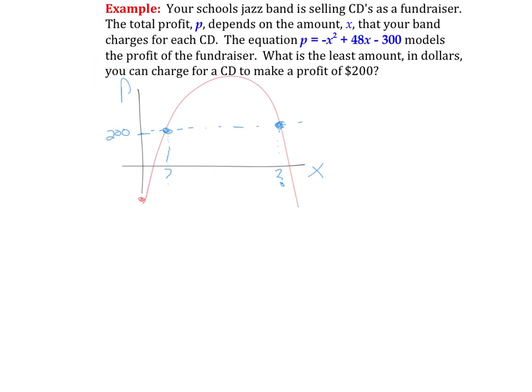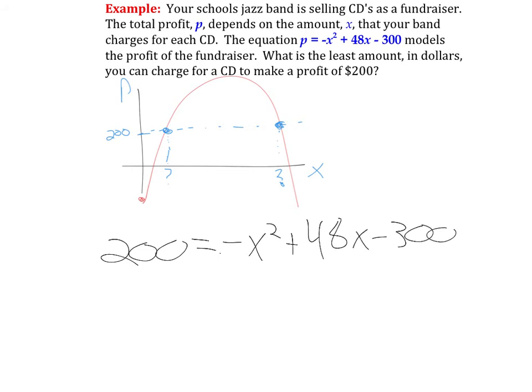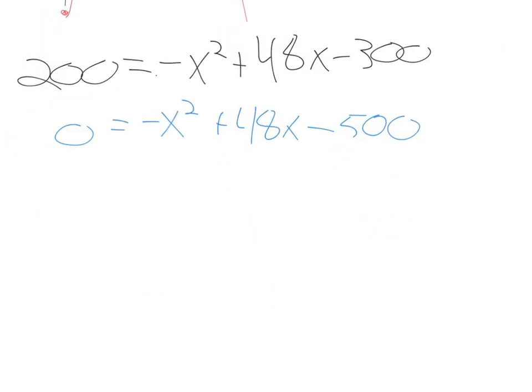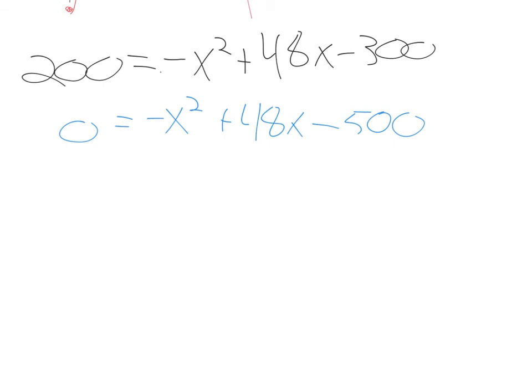First and foremost, we want the profit of 200, so they give us a p-value to use. So that allows me to set up my equation, set equal to 200. Now we know that the quadratic formula likes things equal to 0, so I'll just kick that 200 to the other side. Negative x squared plus 48x minus 500. And now we've got a quadratic formula that we can use. Numbers are going to be a little bit bigger here, but hey, you've got a calculator, so no reason to fear big numbers. Am I right?